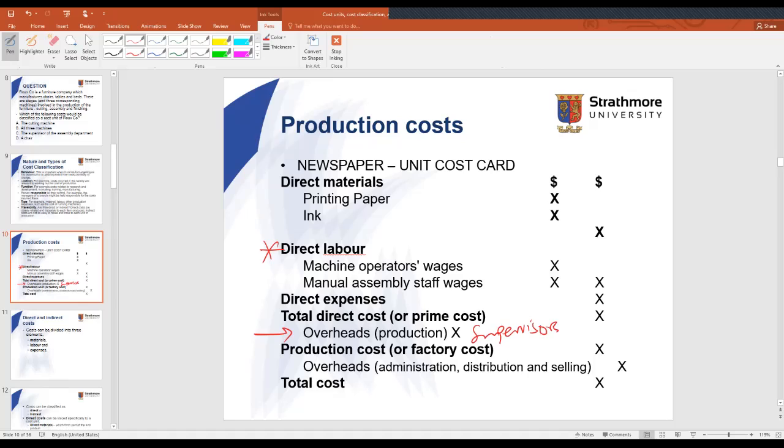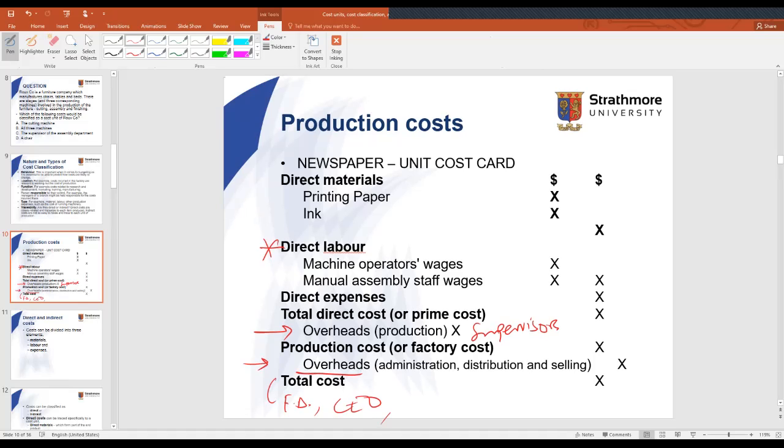Now we have what I would call other overhead costs. For example, the finance director is paid money, the CEO is paid money, and there is the cost of electricity incurred by the entire business. All those costs are part of what we call other overhead costs, also called non-production costs. Again, the total gives us the total cost of making the product.